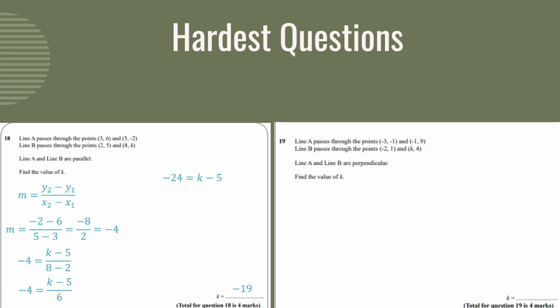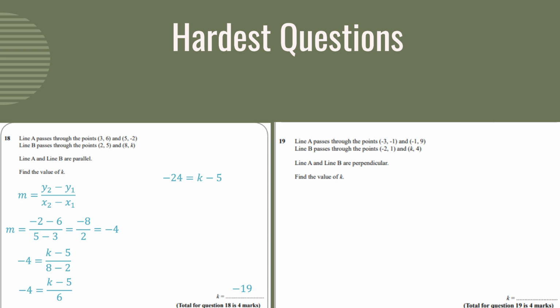So, in our second question, line A passes through the point minus 3, minus 1, and minus 1, 9. Line B passes through the point minus 2, 1, and k, 4. Line A and line B are perpendicular. Find the value of k.